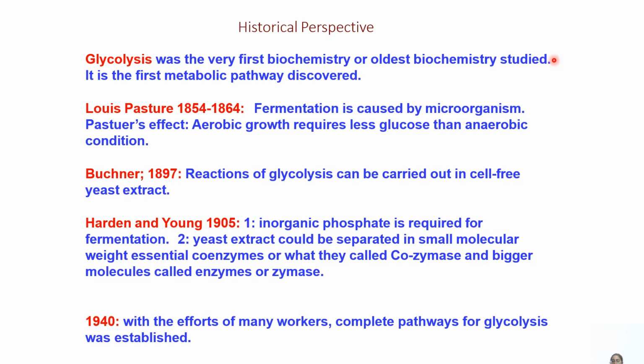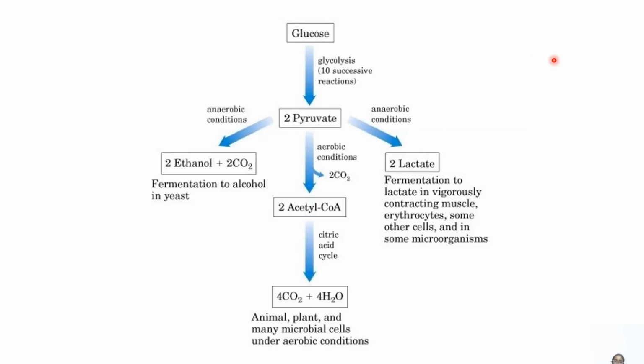With the efforts of many workers, the complete pathway for glycolysis was established. If you see, glucose will undergo glycolysis, then successive reactions to form 2 pyruvate.